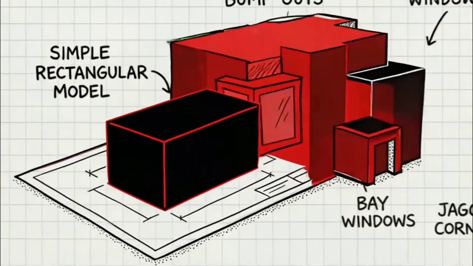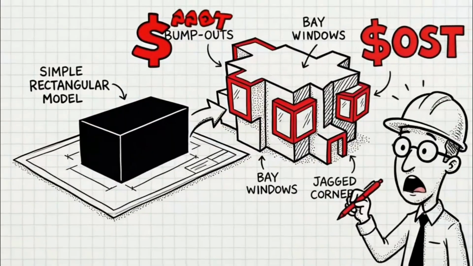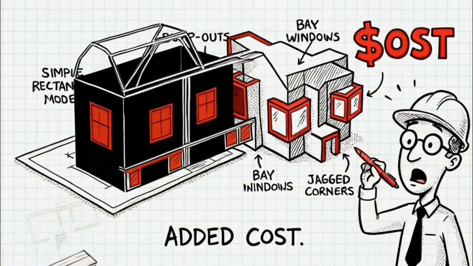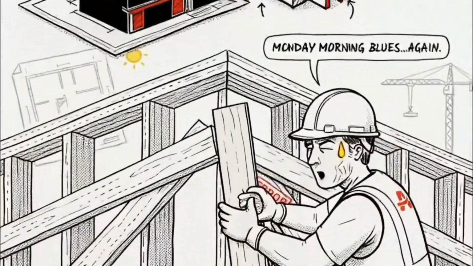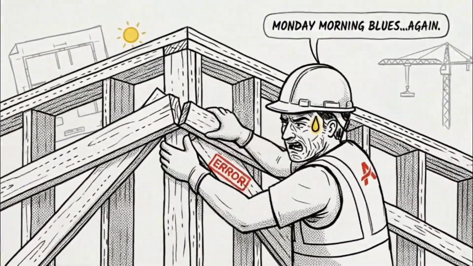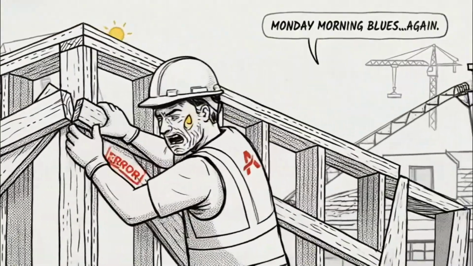As soon as you start adding complexity, corners, offsets, projections, you increase material quantities and labor time. In construction, more corners don't just mean more walls. They mean more connections, more detailing, and more opportunities for error.